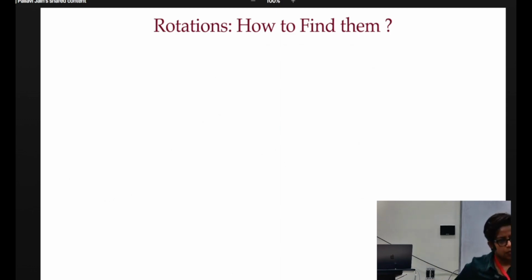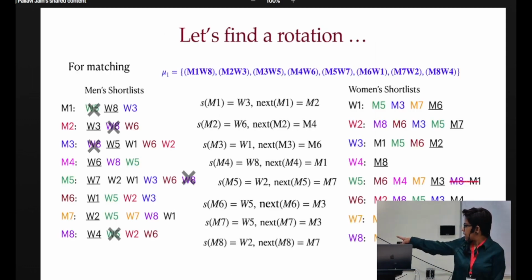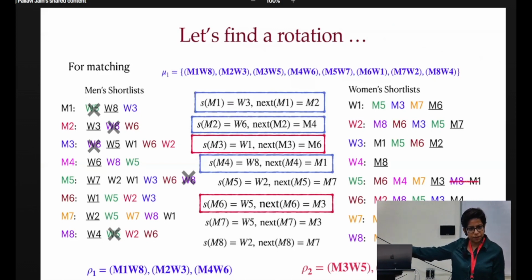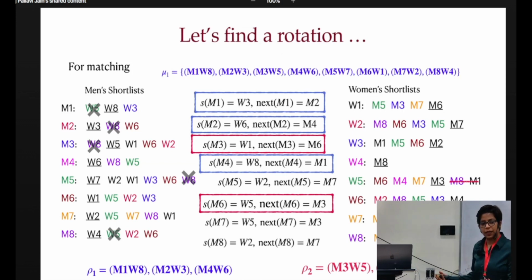Yeah, if the cycle is for 2 men and 2 women, let's say like this example, that red one, like this M3W5, M6W1. Why is this not considered a blocking pair? Because it is just like a rotation. What would be considered a blocking pair?